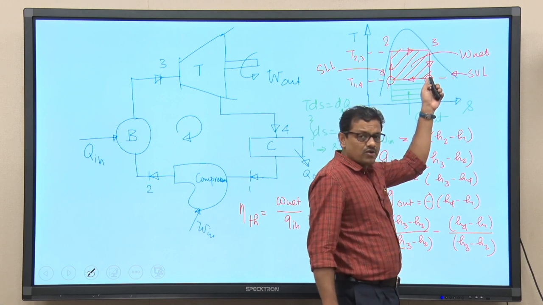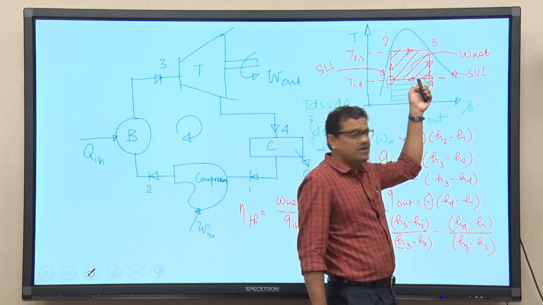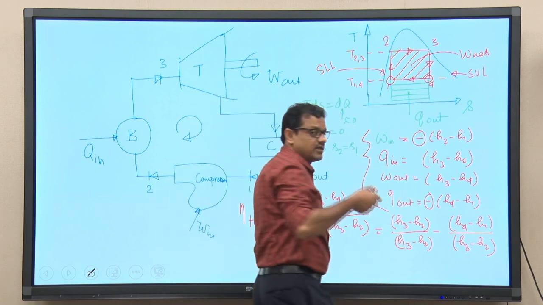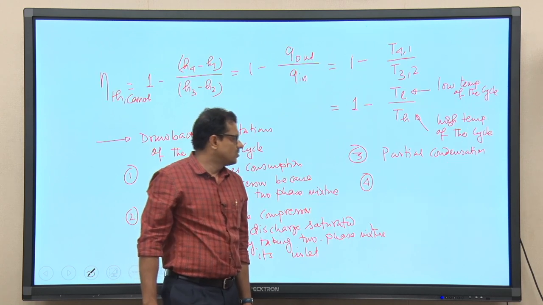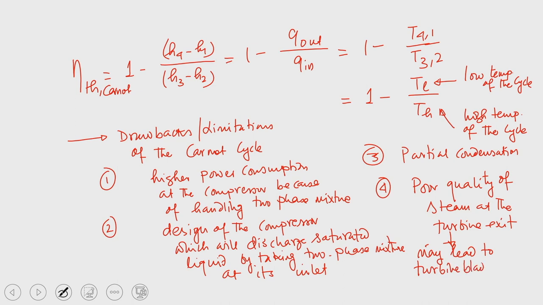So, if we allow the steam power plant to run using this Carnot vapor cycle, then the quality of the steam at the exit of the turbine is very poor, and it will lead to turbine blade pitting problems. So, I am writing: poor quality of steam at the turbine exit, and it may lead to turbine blade pitting and erosion.